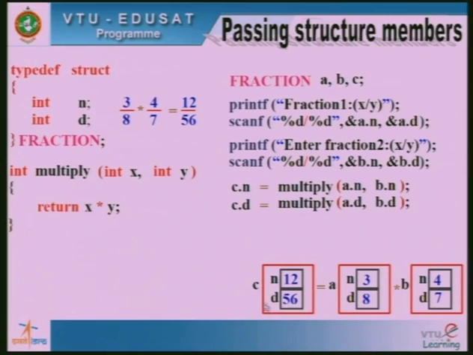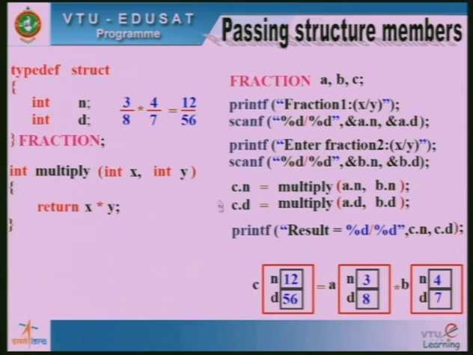Now once you store the result, next what we should do? We should display. So here we have to access C dot n. C dot n means what? 12. Next we have to access C dot D. What is C dot D? 56. So C dot n, C dot D, both are of type what? Integer. So we use percentage D and result equal to. So if I want to display this result, we require which function? Printf function.